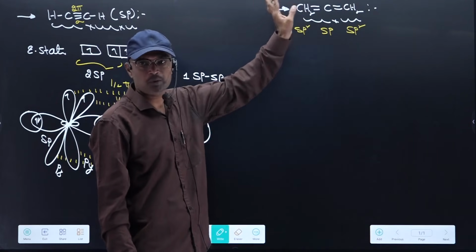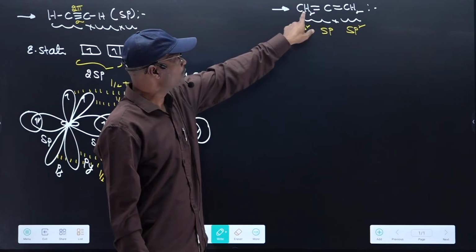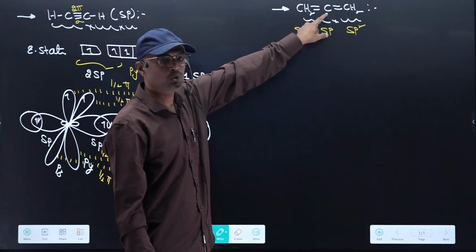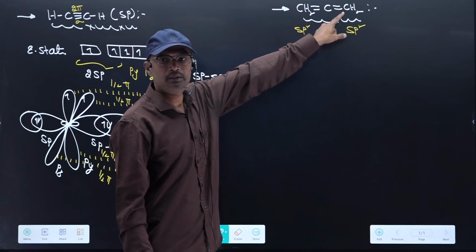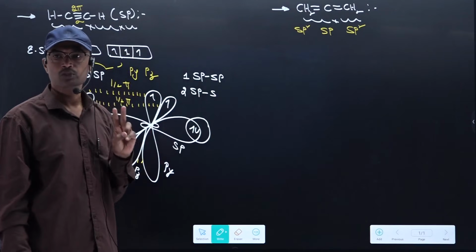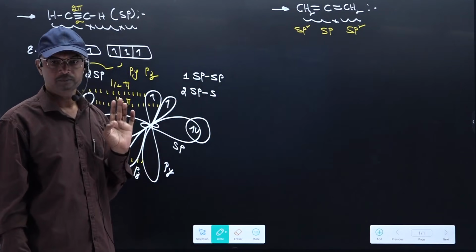Only count sigma bonds. Around this carbon how many sigma bonds are there? 3 sigma bonds. And here 2 sigma bonds. And here 3 sigma bonds. 3 sigma bonds means sp2. 2 sigma bonds means sp.